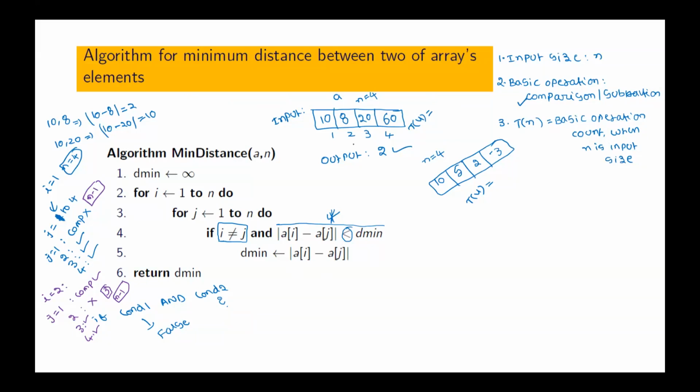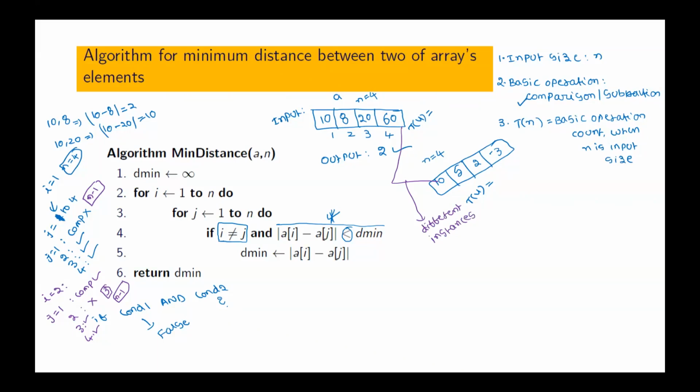Now, if n is 4 and the elements are 10, 8, 20, 60. Next, n is 4 and the elements are 10, 5, 2, minus 3. Are both different instances or not? Different instances. Now, is there any difference in the number of times that the comparison operation is performed in both cases?